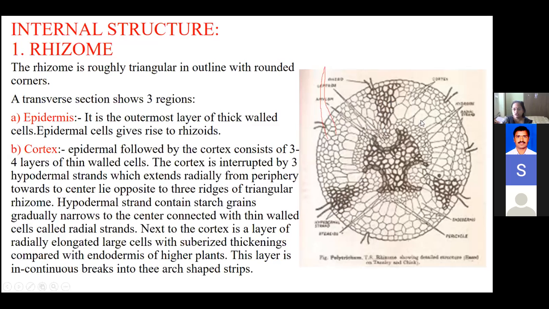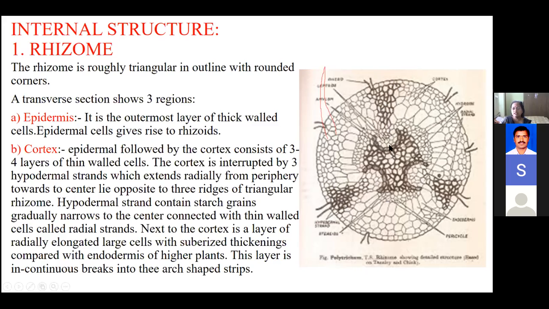In the cortex, in 3 regions here, the cells appear very thick. These are called hypodermal strands. I repeat, these are called the hypodermal strands, which are coming from the epidermis and extending towards the central cylinder. So we can see the presence of 3 hypodermal strands in the cortex region.